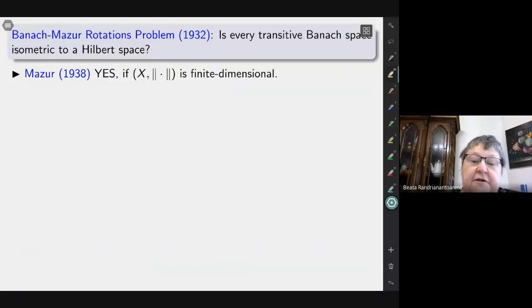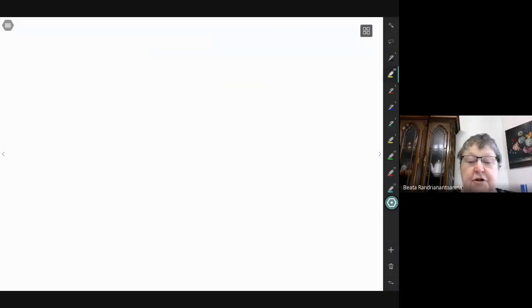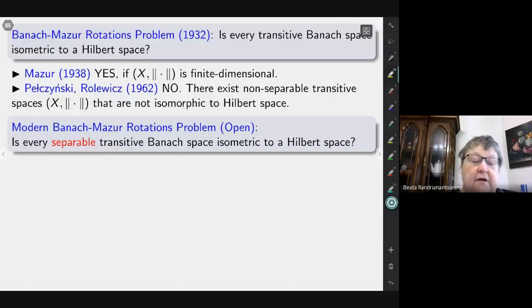So I remind you of this problem one more time. The first work on it was done already in 1938. Mazur answered that it is yes in the case of a finite dimensional space. However, in 1962, as far as I know, that was the next time that this question was studied, and some progress was made. The answer is no in general. It's no in the case when the space is non-separable.